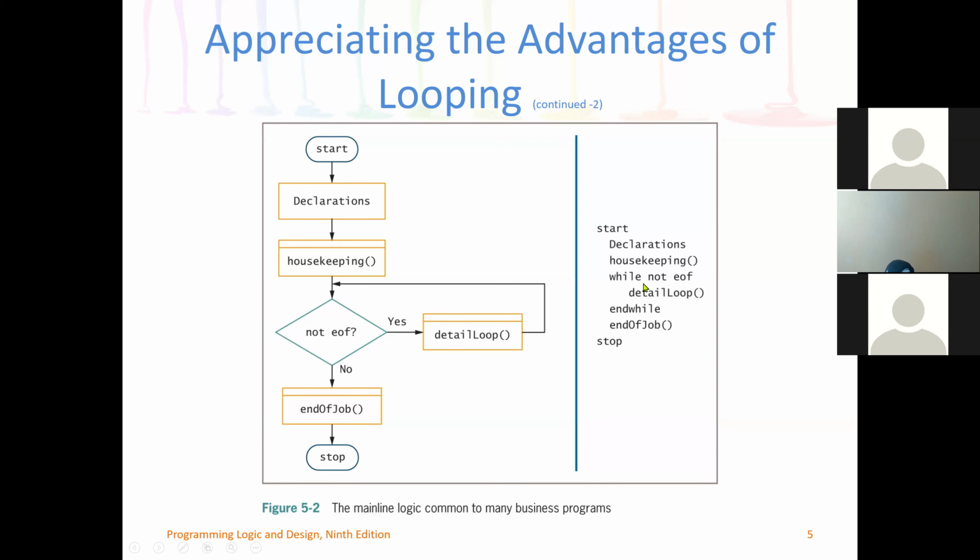So that's why here in the pseudocode, we are using the word while, because we have a loop called the while loop. So while we haven't reached the end of the file, then we do something. The detail loop will execute. Then we go back again, check while not end of the file, until we reach the end of the file, which means the while condition here will be false. So if it's false, we come out of the loop. And that will be the end of the job execution, then we stop.